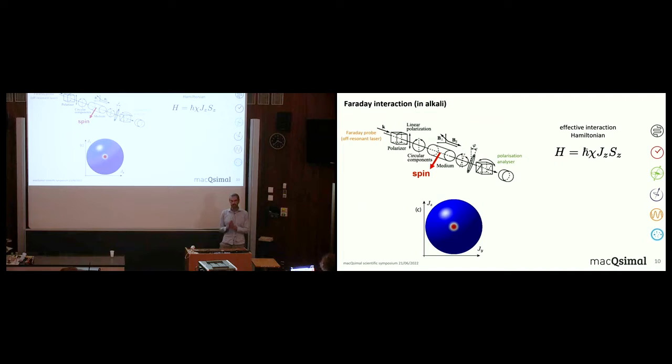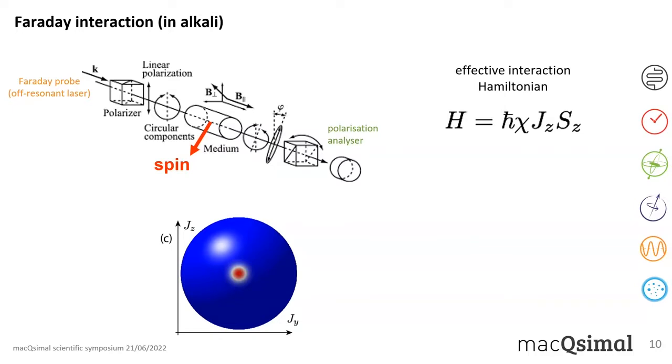So in Faraday interaction, what happens is that you have a probe laser beam that is detuned with respect to some atomic transition. This probe is linearly polarized, and when it goes through the polarized sample of atoms, there will be a phase shift in the light polarization that depends on the spin state. So you see here the Hamiltonian between the spin J of the sample and the Stokes parameter S of the light. And this Hamiltonian describes this shift that I mentioned in the polarization that you can read out with a polarization analyzer and therefore perform a measurement of the atomic spin based on the measurement of the light.